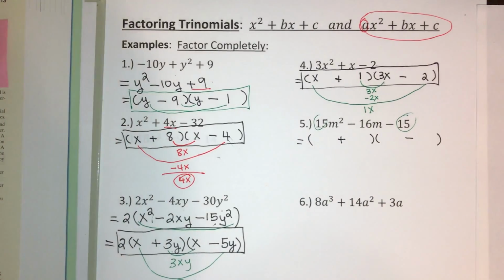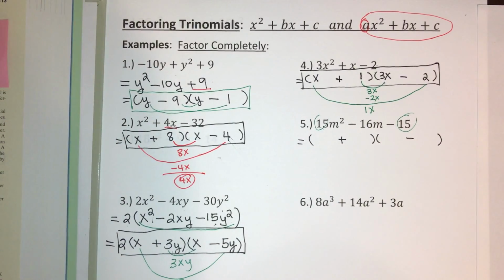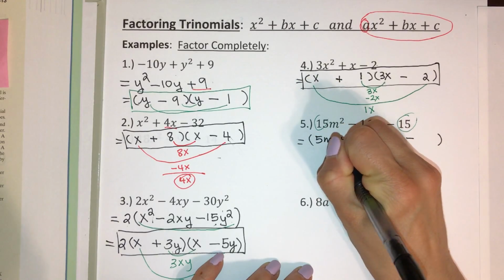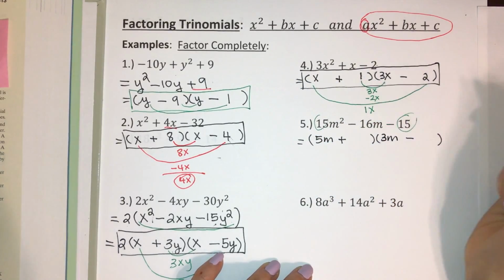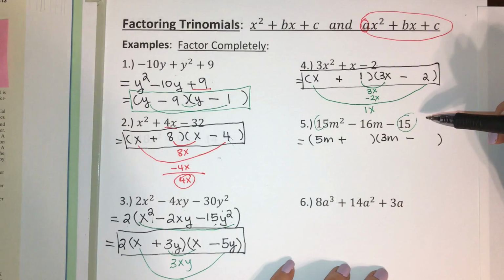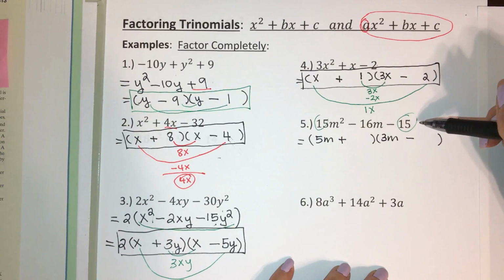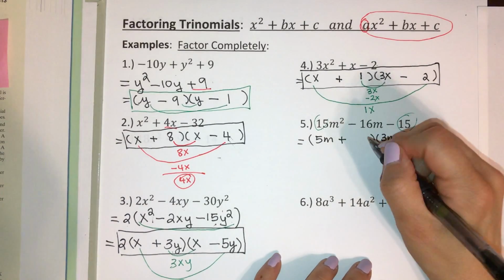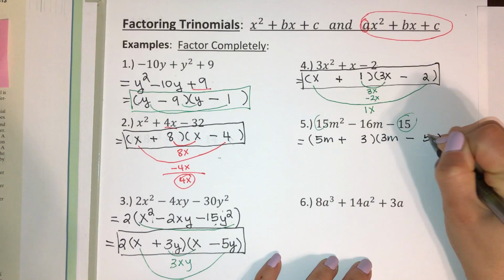Well, factors of 15 are 1 and 15 or 3 and 5, so we need to figure out which one we should use. I suggest we start with 3 and 5 and try that. So let's try 5m and 3m. And then I also need to look at factors of 15 for the last number, but I'm going to use 3 and 5 again. I'm going to put 3 here and 5 here.